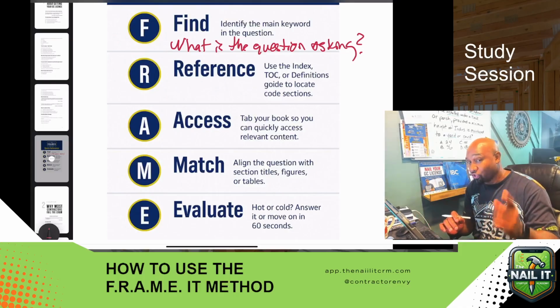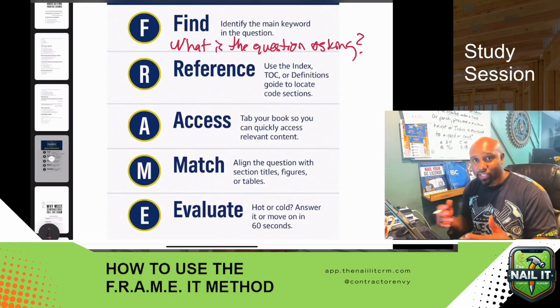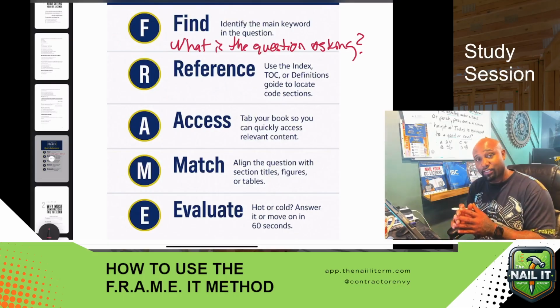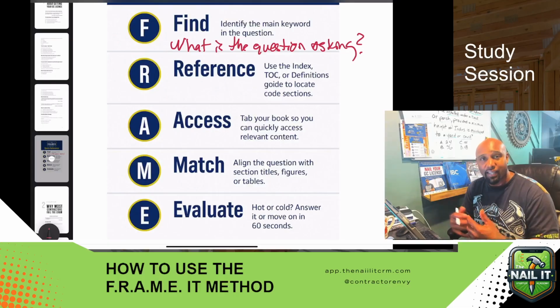So say for instance, you don't know what one of those keywords are, or you can't identify in what part of the book it would be, you can go to definitions and find out that maybe if you're looking up a word like collar tie or something like that, you can find out that it's in your roofing section. So now you can go to the roofing section and have a better chance of finding that keyword.